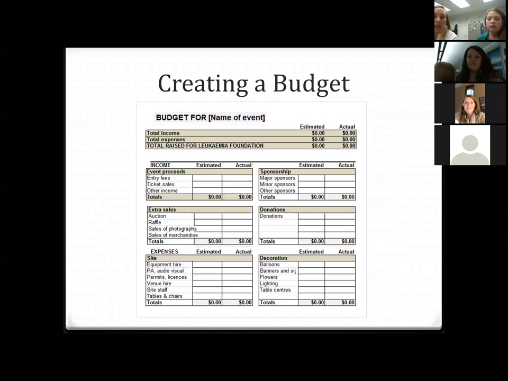But I think the important thing is taking the time to do it and to really set goals around sponsorship if you're trying to have a revenue neutral event or even raise money, that kind of thing.